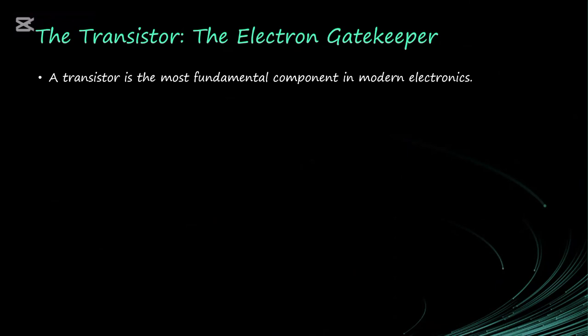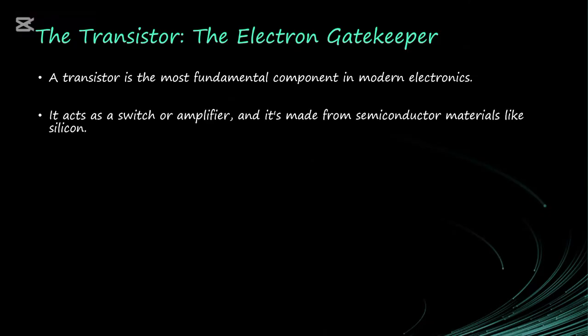A transistor is the most fundamental component in modern electronics. All right? A transistor is like the cell in the body. It is the most fundamental component. It acts as a switch or amplifier and is made from semiconductor materials like silicon. All right, silicon is what we use to create transistors. Now remember, semiconductor material means transistors can conduct electricity. Do you understand? When electrons flow through conductors, there will be electric current. So transistors conduct electricity, and that is why there is electric current through transistors. So it acts as a switch or amplifier.